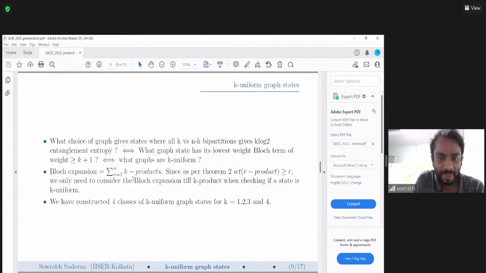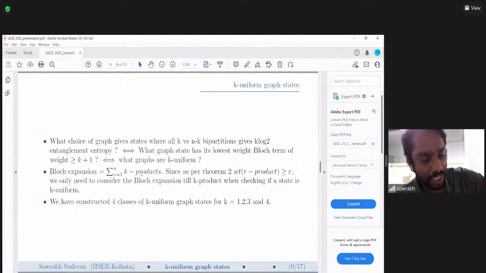So a block expansion, like I said, will be the sum over all the K products. And as per theorem 2, the weight of an R product is greater than or equal to R. So for something to be K uniform, it needs to have the property that it shouldn't have any terms which are 1 weight, 2 weight, up to K weight.